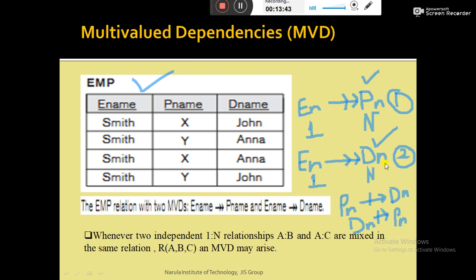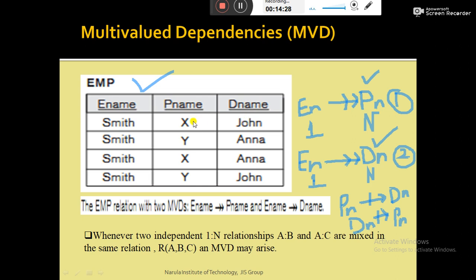Second, we have to check whether pname and dname are related with each other or not, meaning whether they are functionally dependent on each other or not. If pname and dname are related with each other, meaning if they have a functional dependency, then we cannot say that an MVD exists. So two 1:n relationships alone are not sufficient. The relation should have two 1:n relationships, and the multi-valued attributes should not be related with each other. Now let's check the second condition, whether pname and dname are related with each other or not.